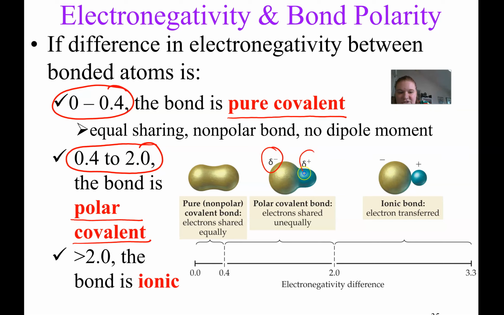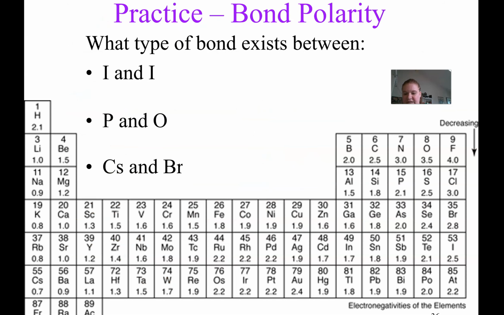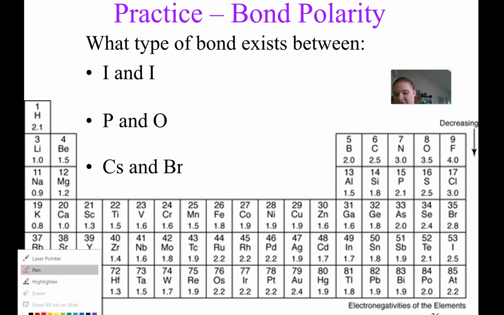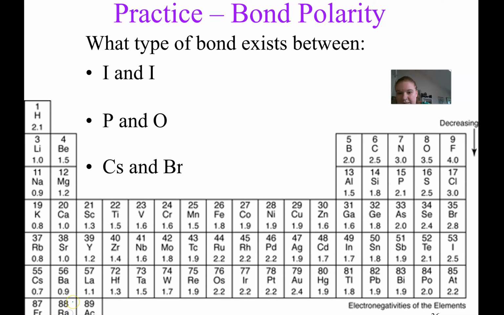And this is when it has the charges, we can draw in a dipole moment. And then if the difference is greater than 2, then that's when we can label it as an ionic bond. So we're going to look at a couple examples here and decide what category they fall into. So iodine and iodine. Iodine has an electronegativity of 2.5. So 2.5 minus 2.5 gives us a 0. So we know that this is a pure covalent bond.